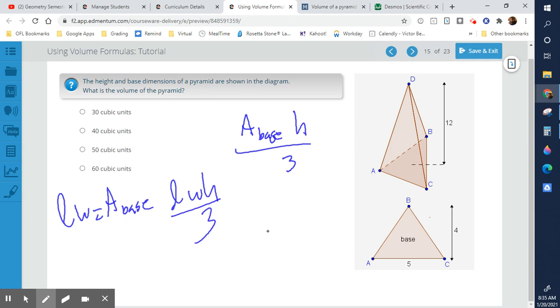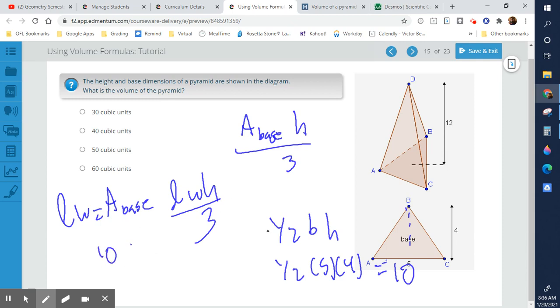So if I'm finding a triangle, I need to find the area of a triangle, which is 1/2 times the base. By base, this time I'm meaning the base of the triangle, not the base of the 3D object. Base times the height of the triangle, so it's a different height. So in other words, I get 1/2 times 5 times 4. 5 times 4 is 20, but cut that in half, that's 10. So I'm going to do 10 times my height, which is 12, divided by 3.